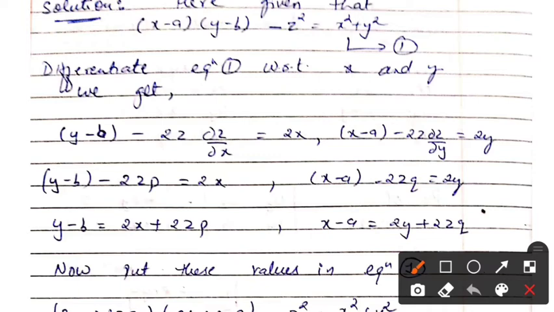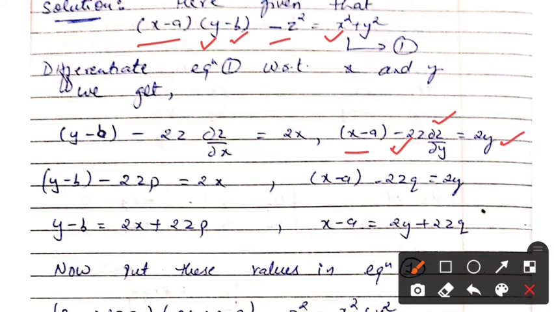So when I differentiate with respect to y, the x term will remain constant, differentiation of y will be 1 and b will be 0. Minus will remain as it is. Differentiation of z square is 2z, and again z is a function of x and y, so I will differentiate z again. So I get del z by del y. On the right hand side, x square will be 0 and differentiation of y square will be 2y.